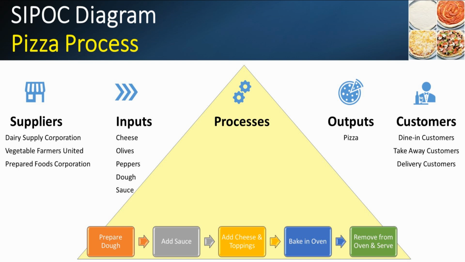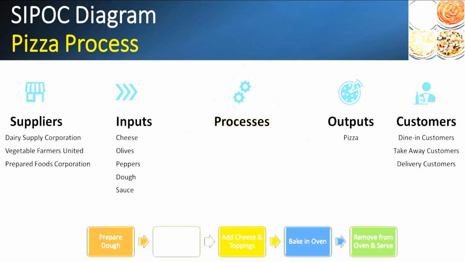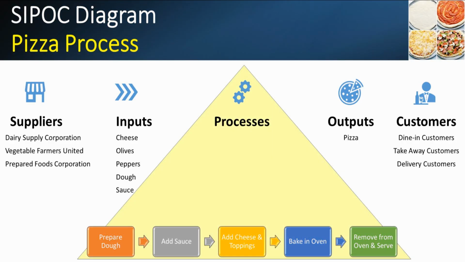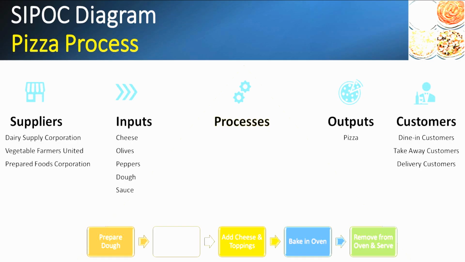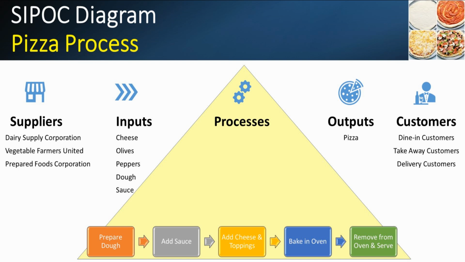Partner with reliable suppliers to get fresh and high-quality ingredients such as cheese and vegetables. Inputs. Standardize the amount of dough, sauce, cheese, and toppings to ensure uniformity. Process. Streamline the dough preparation and baking process to maintain efficiency and reduce cooking time. Outputs. Ensure that each pizza is baked to perfection with a balance of flavors. Customers. Collect feedback from dine-in, takeaway, and delivery customers to enhance the overall experience.